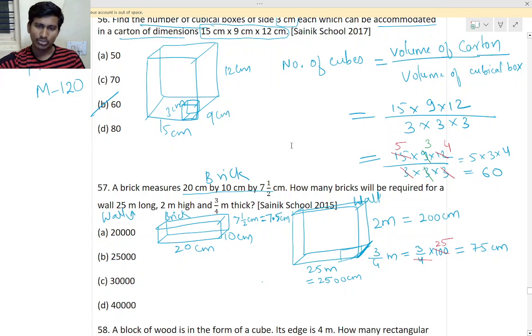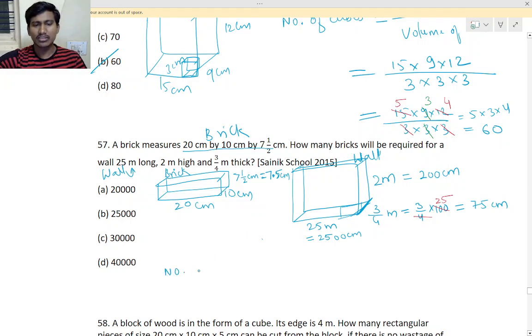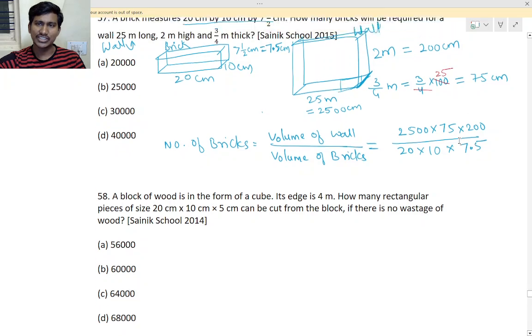Okay, good. So same way we have to do now. The number of bricks: how do you find it? The volume of the wall divided by the volume of the brick. So we have to multiply all the three edges. The volume of the wall is 2500 into 75 into 200, divided by the brick, which is 20 into 10 into 7.5. Now we just have to do the cancellation.